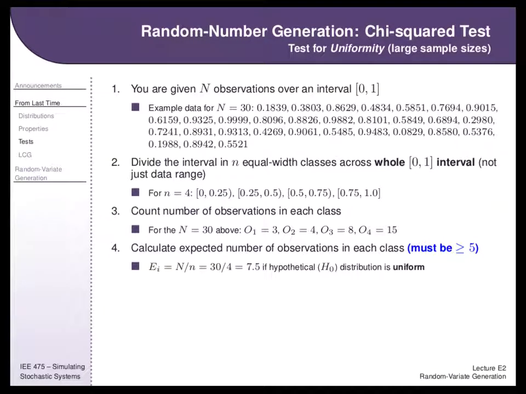So my next question is to say, all right, well, how many would I expect? Well, if I divide 30 by 4, I would expect an average of 7.5 in each subinterval. And this is where the chi-squared assumptions come into play. This expected number of outcomes must be 5 or greater in order for us to use the chi-squared test. And we'll talk about why after the midterm.